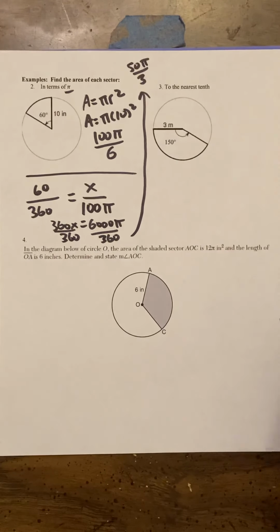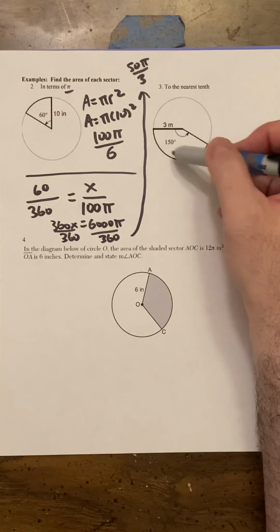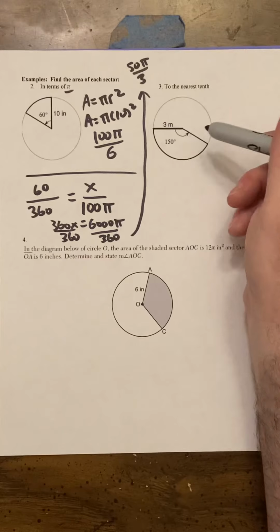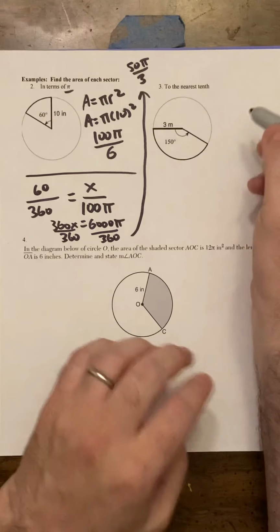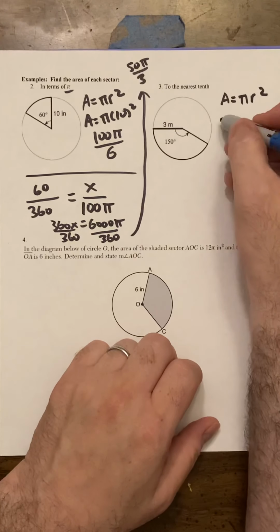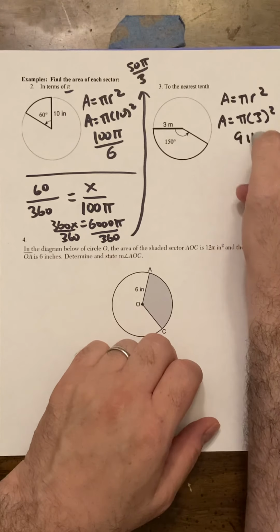All right, now you can try the next problem. We want to find the area of this sector. That's a little more than a third. So I don't want to do divided by 3. I'm going to use the formula. Let's find the area of the total circle. Again, pi r squared is the total area. Pi times 3 squared is 9 pi.